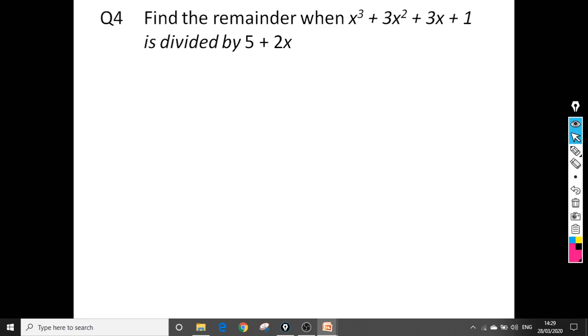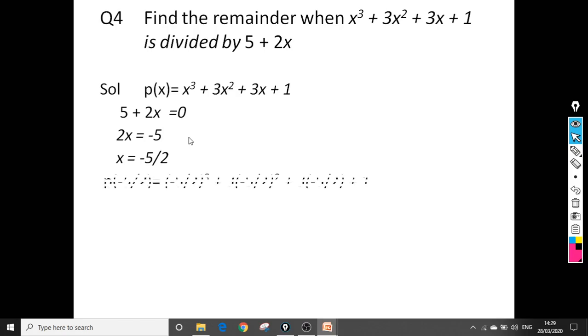Let us come to the next problem. Here, we have to find the remainder if this polynomial x cube plus 3x square plus 3x plus 1 is divided by 5 plus 2x. In this case, the process is the same for this question. Polynomial considered as p of x. Substituting 5 plus 2x as 0, we get 2x equals minus 5 and x is minus 5 by 2.